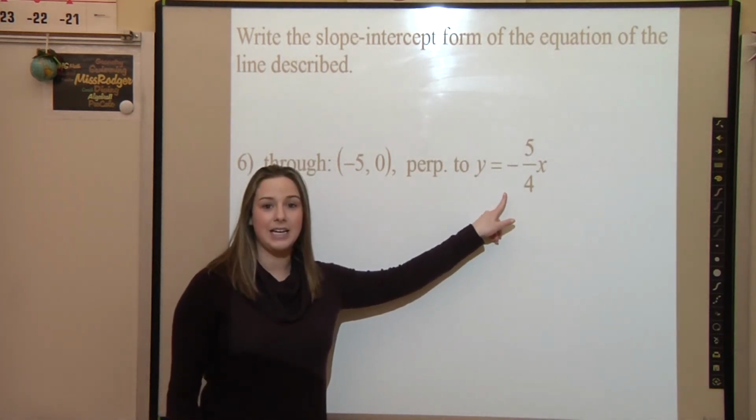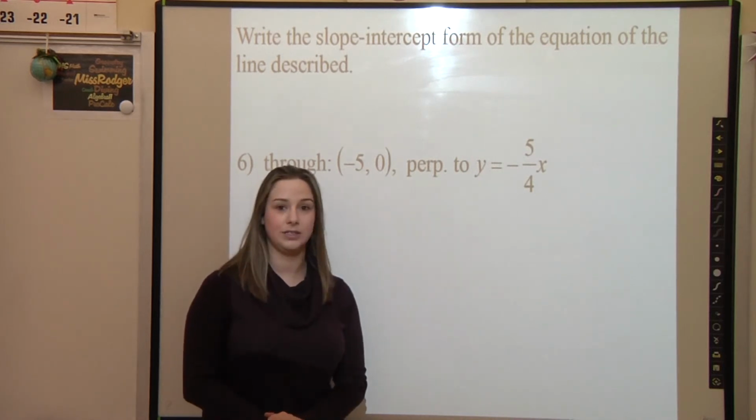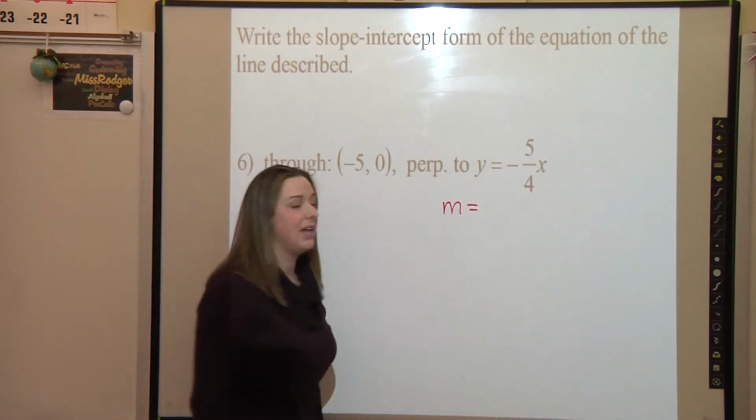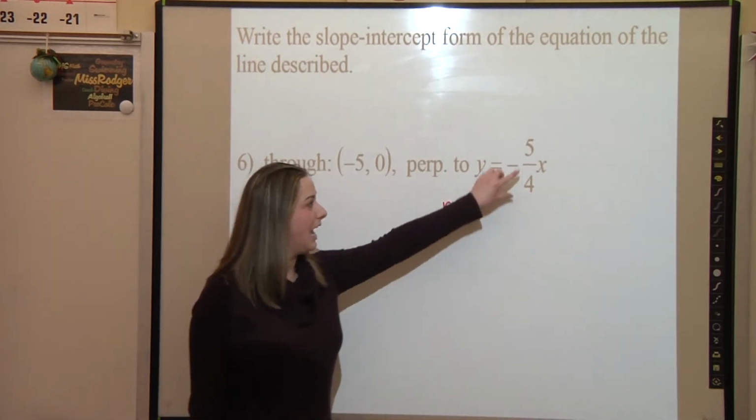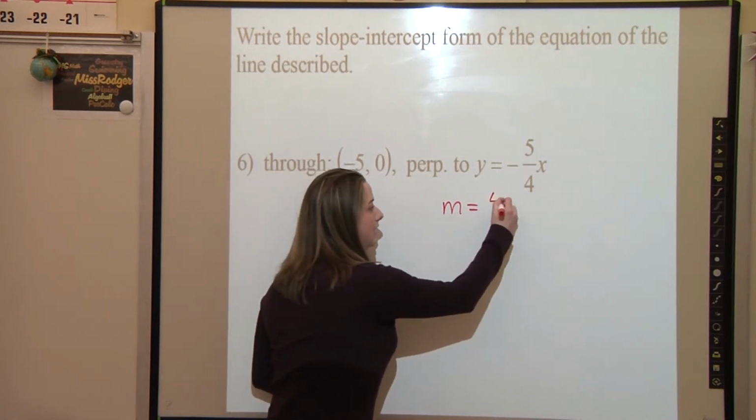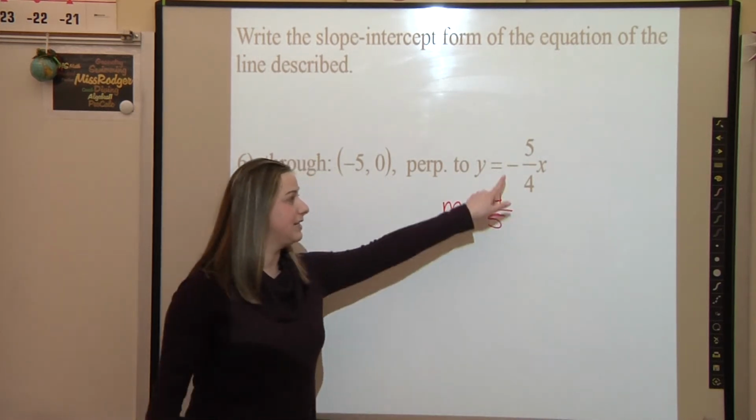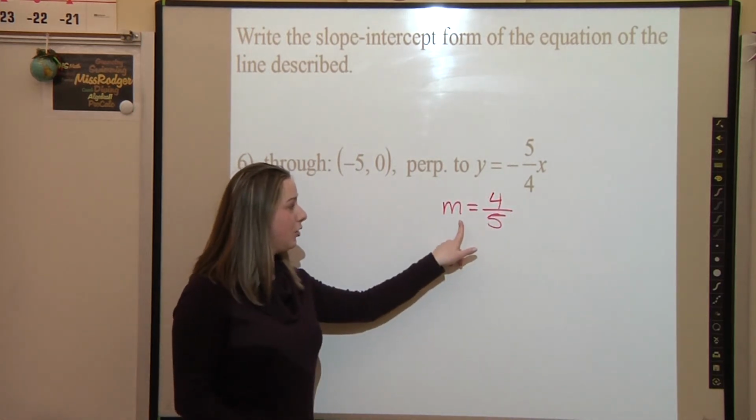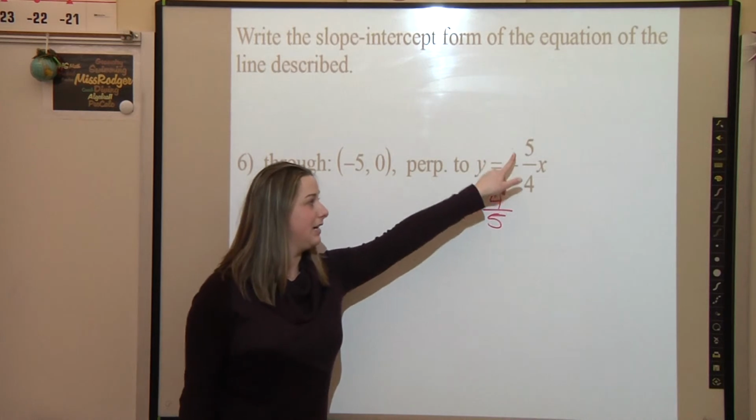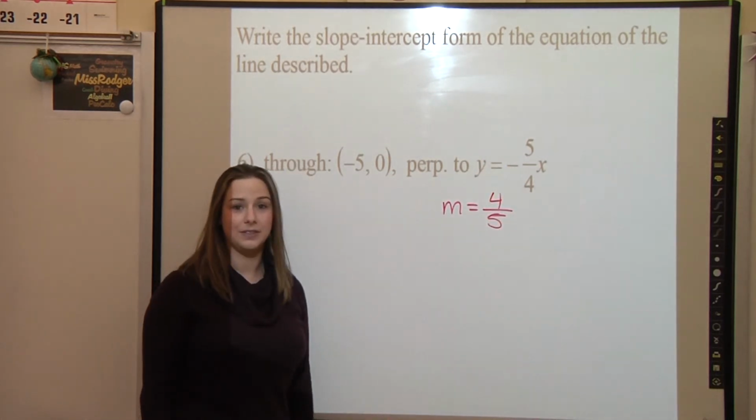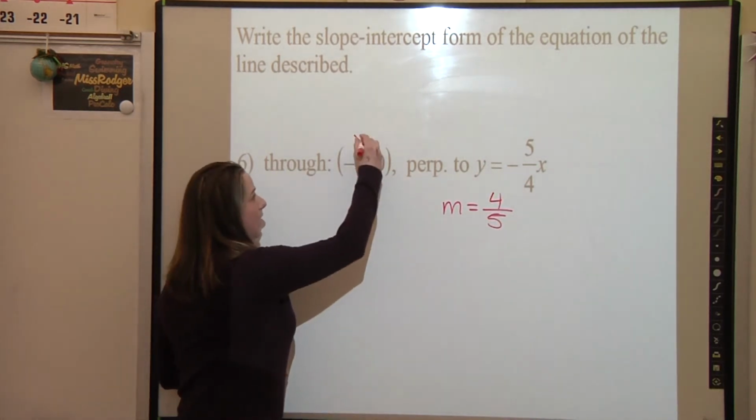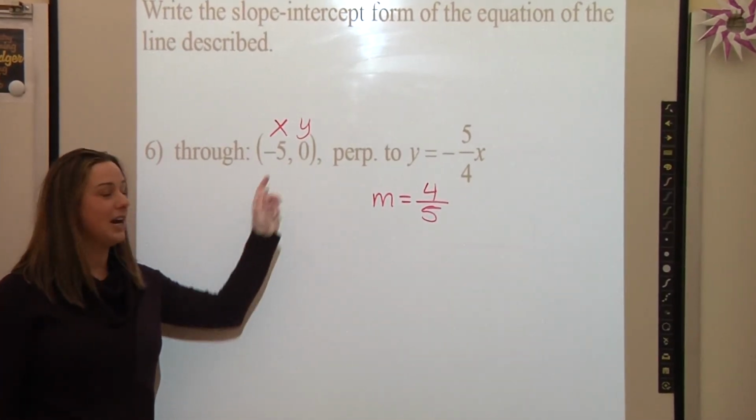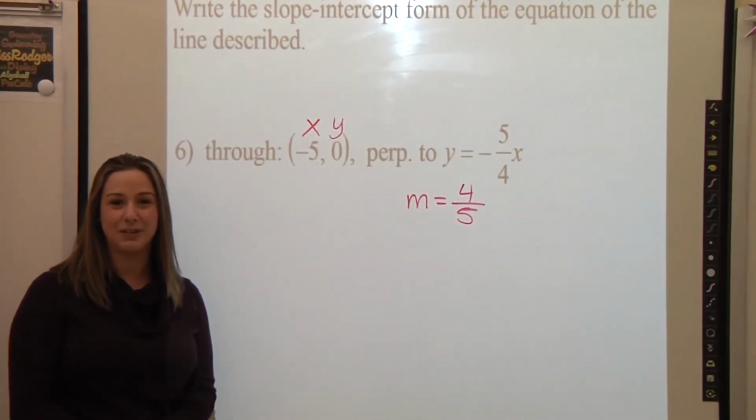So if this line has a slope of -5/4, a line that's perpendicular will have a slope that's the negative reciprocal, which means I can flip the numerator and the denominator to be 4/5, and if it's negative, I make it positive, and if it's positive, I make it negative. So the negative reciprocal slope of -5/4 is 4/5. We also have our xy ordered pair. We're ready to solve. We have our slope and our xy ordered pair. Let's find slope-intercept form.